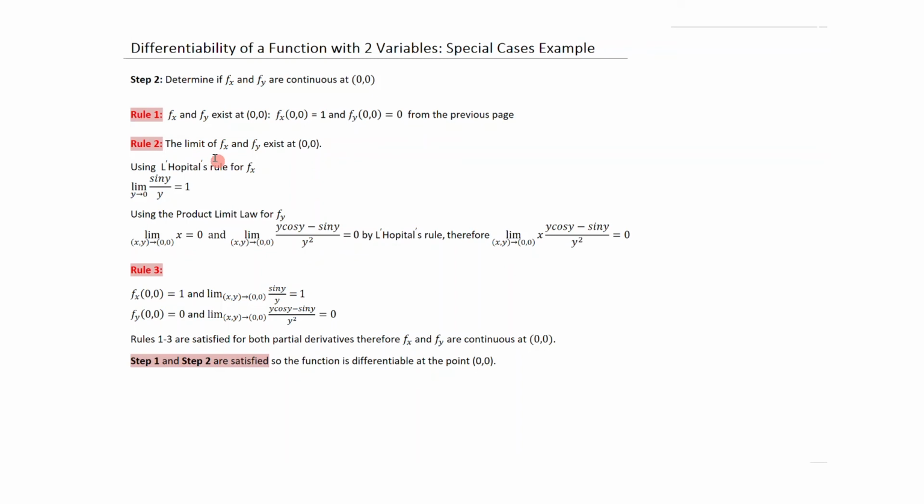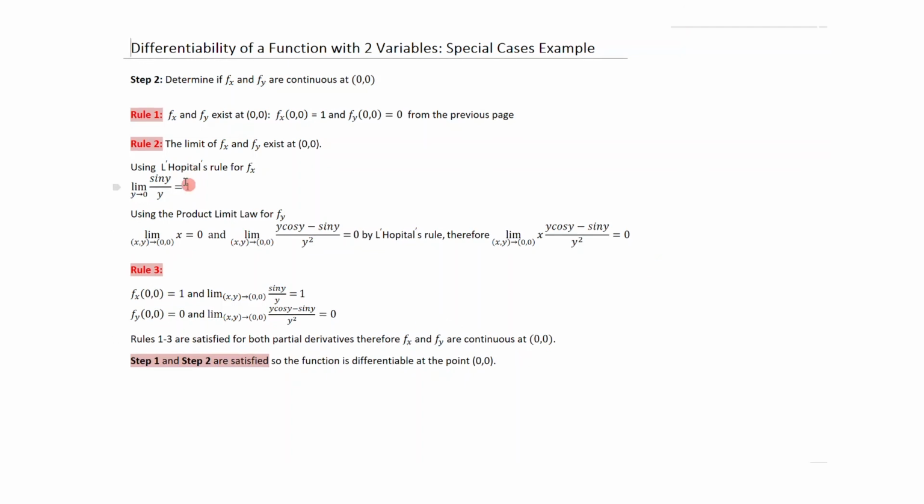Okay, rule 2 is that the limit of f partial x and f partial y exist at (0, 0). Using L'Hopital's rule for f partial x, as y approaches 0, we end up with 1. And for f partial y, we'll be using the product limit law. The limit of x equals 0 as (x, y) approaches (0, 0), and the limit of the expression that you see here as (x, y) approaches (0, 0) equals 0 by L'Hopital's rule, and therefore by the product limit law, the limit of the product of the two exists, and in fact it will be 0.